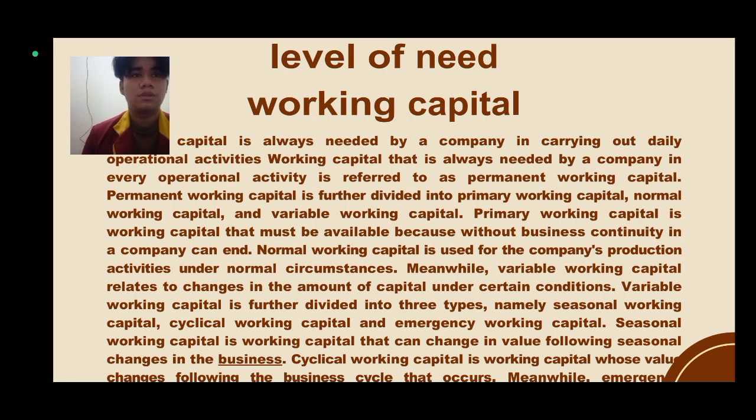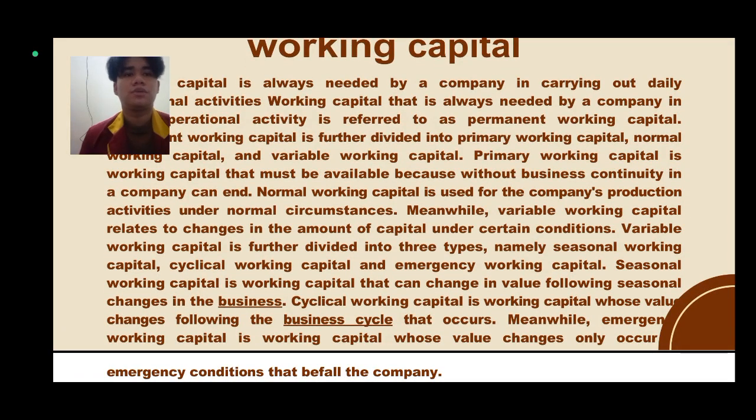Meanwhile, variable working capital relates to changes in the amount of capital under certain conditions. Variable working capital is further divided into three types, namely seasonal working capital, cyclical working capital, and emergency working capital.